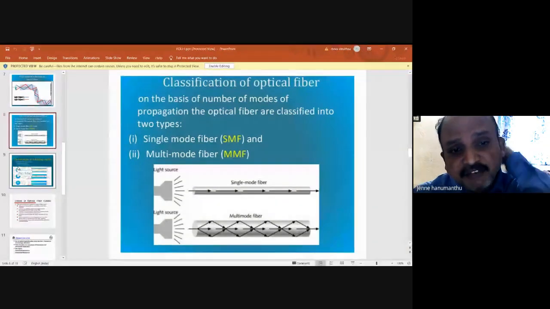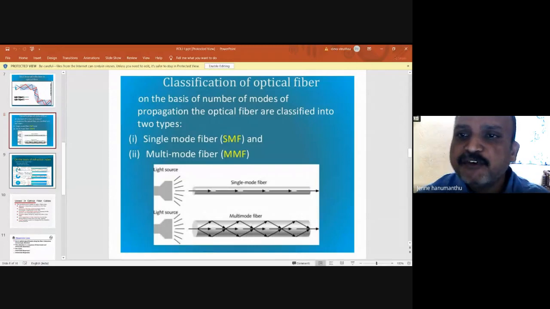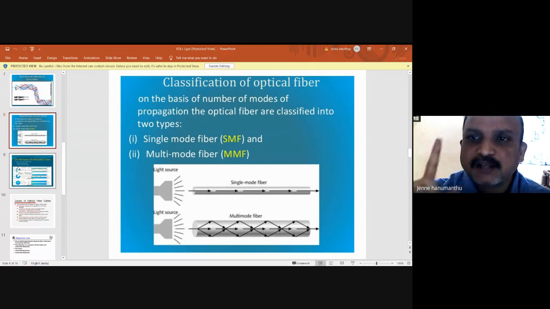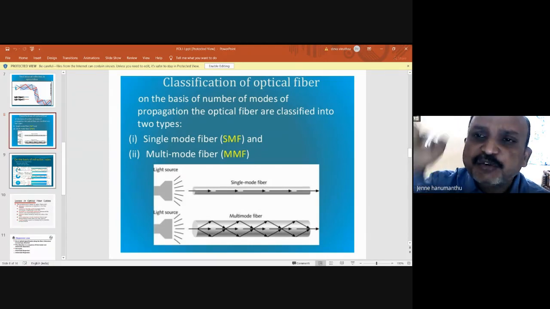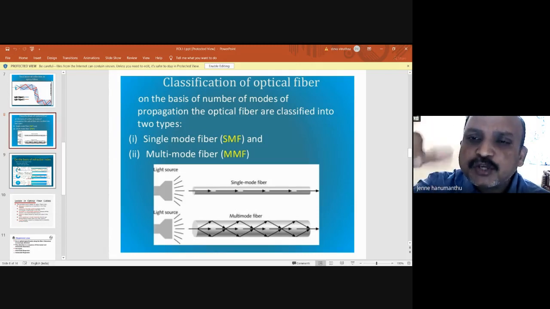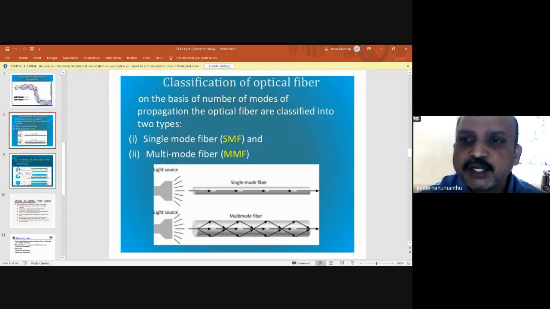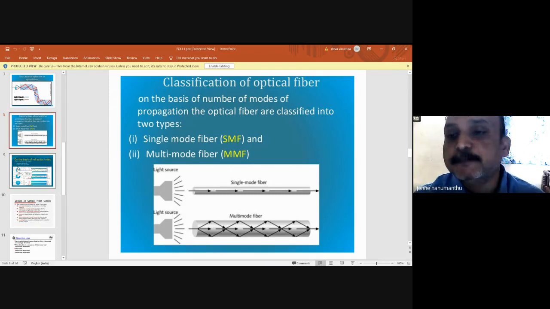These optical fibers may be classified like this: single mode fibers and multi mode fibers. Single mode fiber means, what is mode? Mode means the path, one path or one direction. When the light enters the fiber, the fiber allows only one direction of propagation of the light throughout the cable. That is called single mode fiber. Single mode means single path. The light takes a single path to propagate throughout the medium.